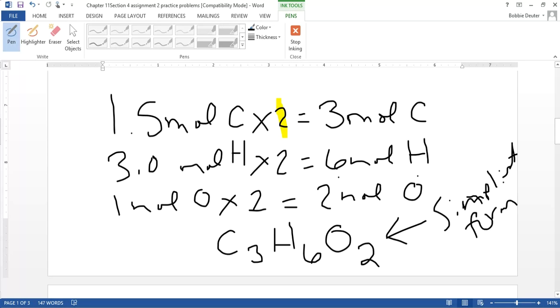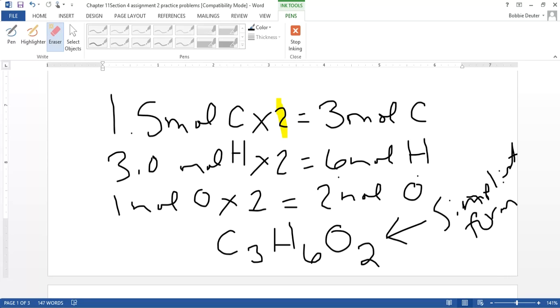Now, the molecular formula might have something like this multiplied by 2, giving us 6 carbon, 12 hydrogen, and 4 oxygen. But in this case, we are in the empirical formula. This is the simplest version of this, and so this is going to be our answer right here. This is how you get the empirical formula.